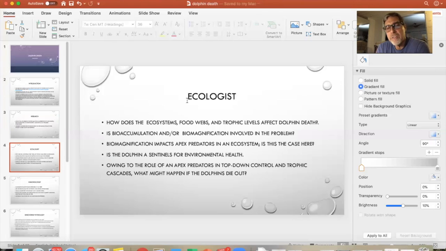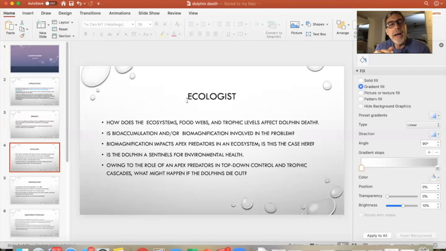If you're an ecologist, in this role you might want to think about the food web and what they are eating and where they are, relatively speaking, in the food web. Are they at the top, at the bottom? What role does biomagnification or bioaccumulation play? You can look these terms up in the textbook.